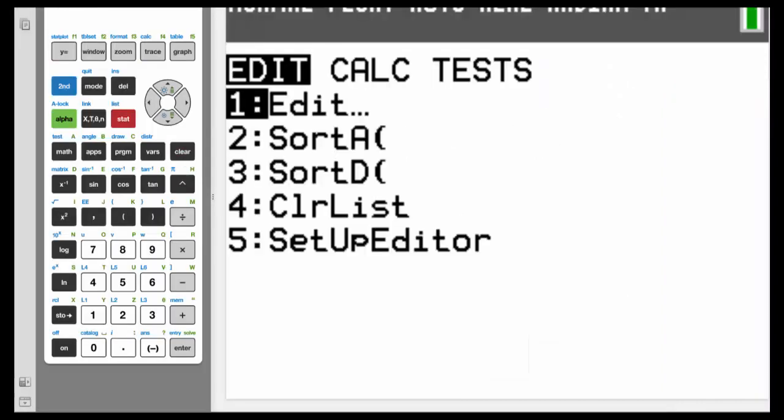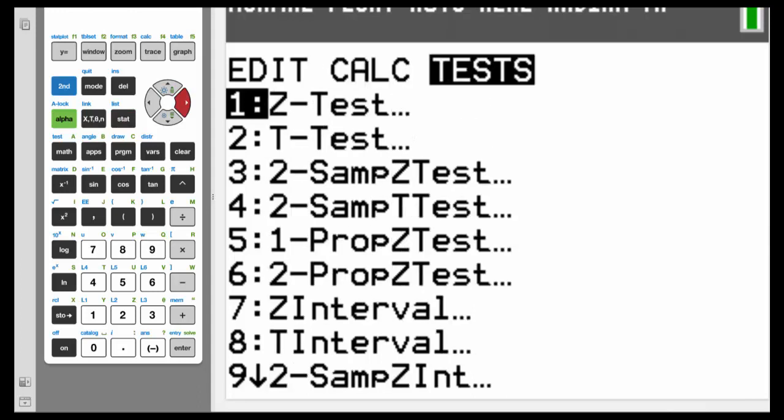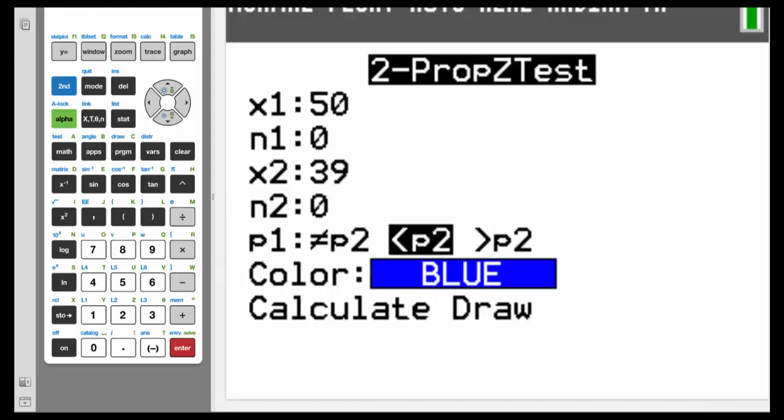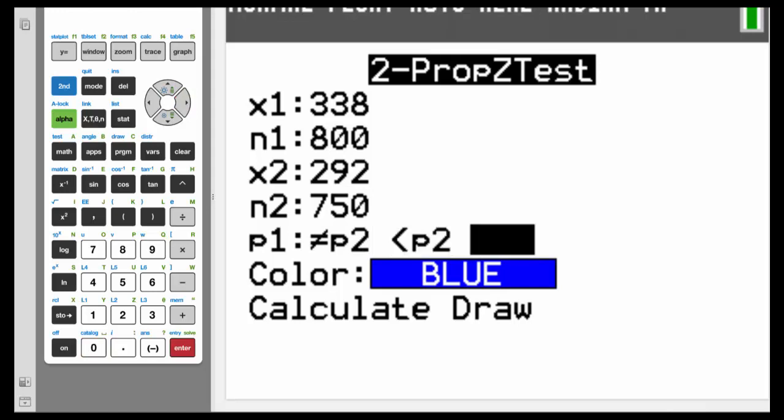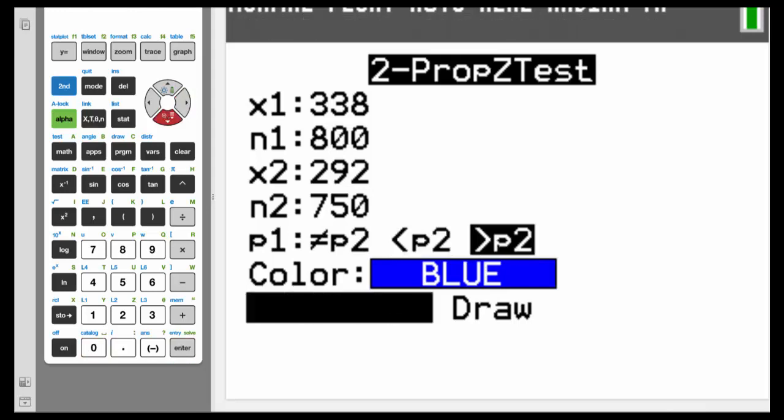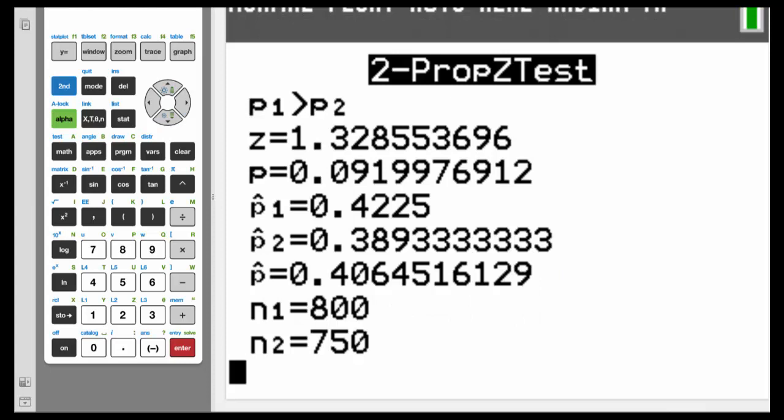Okay, so now what do we do? Go stat, test, and we're going to be going down to number 6, which is 2 prop z-test, hit enter. So the first one I'm going to put in is 338, hit enter. Then it's 800, hit enter. Then it's 292. Hit enter, 750, hit enter, and here we want it to be greater than, so highlight that and hit enter, highlight calculate and hit enter. So the p-value, in this case rounded to 4 decimal places, would be 0.0920.